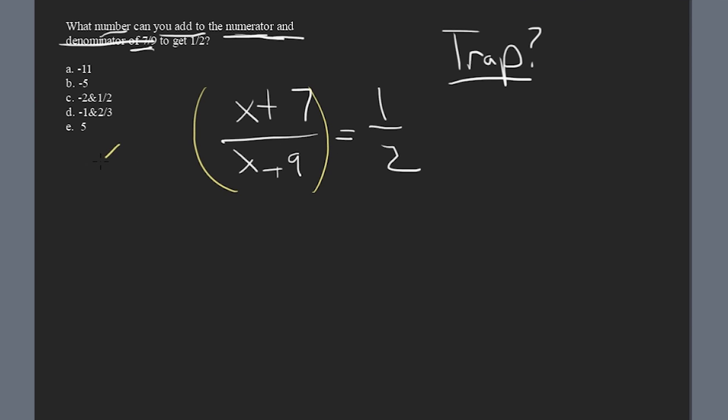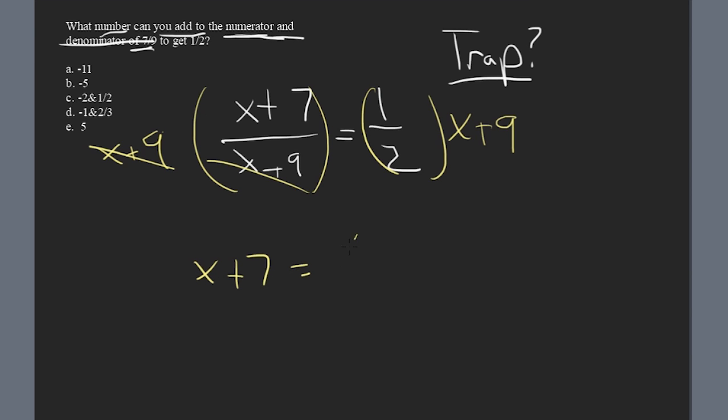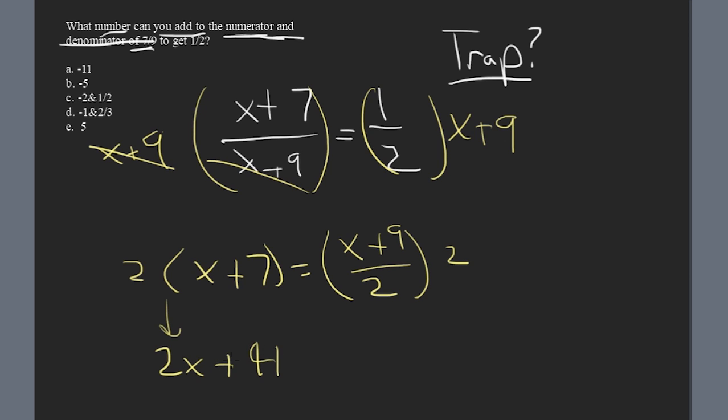Now I just have to solve. So I'm going to multiply both sides by x plus 9. I'm going to cancel, and I'm left with x plus 7 on this side, and I get x plus 9 over 2. Multiply both sides by 2. This becomes 2x plus 14. And this cancels out, so that's x plus 9.